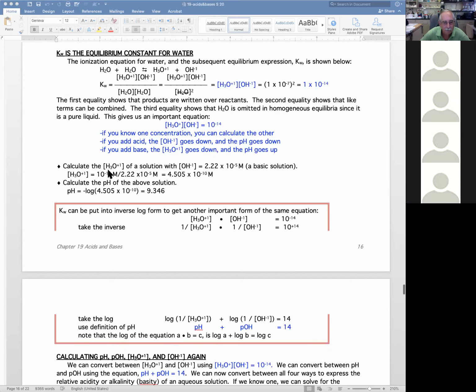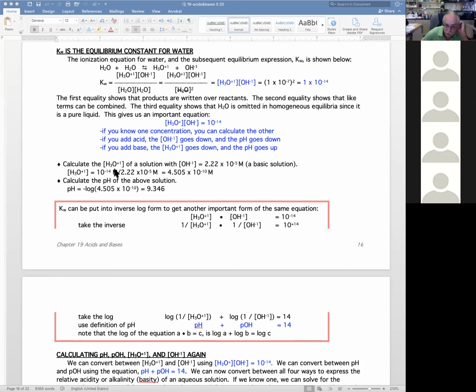So calculate the hydronium ion concentration of a solution given the hydroxide ion concentration. So all I'm doing is taking this relationship right here, inputting the hydroxide and solving for hydronium ion concentration. So here I did that math. Here's the concentration of hydronium ion. Then I can get the pH of that by simply taking the negative log of it. Okay.